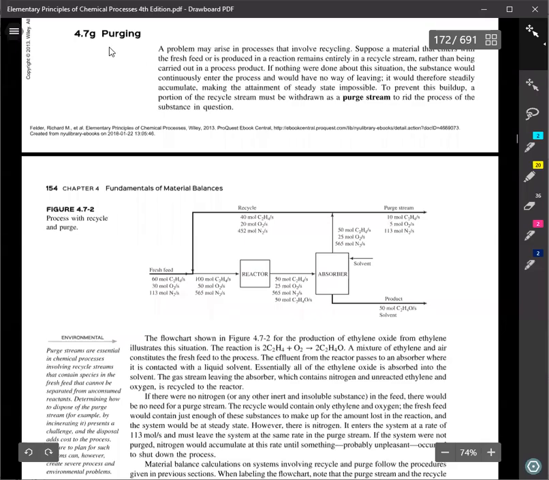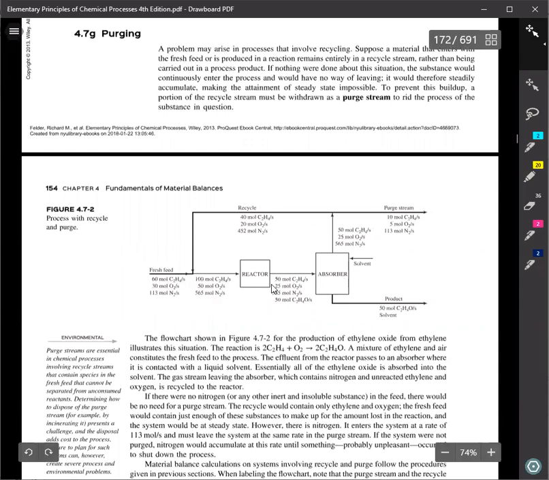Purging is another topic that is going to be important, but that I haven't explicitly talked about. A purge stream is basically an exit of the process such that things are not accumulating. So if you have something going into your process, it has to have a way to get out of the process. Otherwise, it is going to accumulate. Or it could also be consumed too.